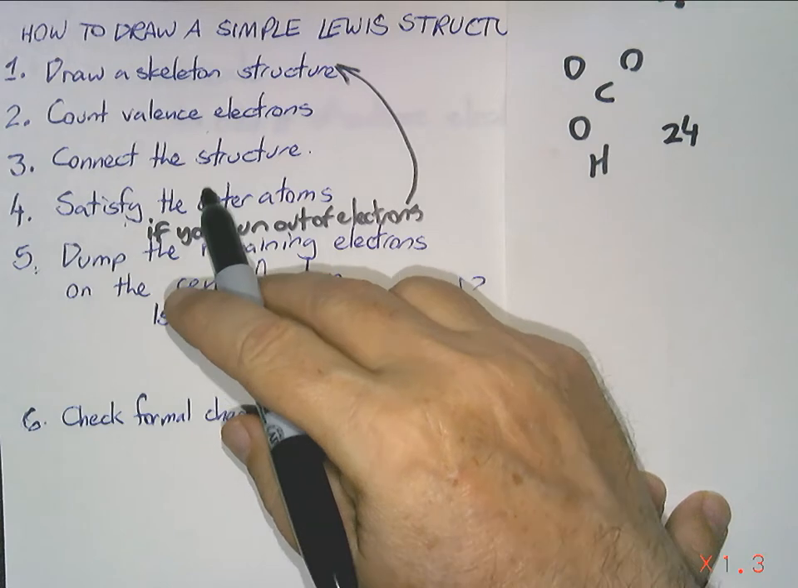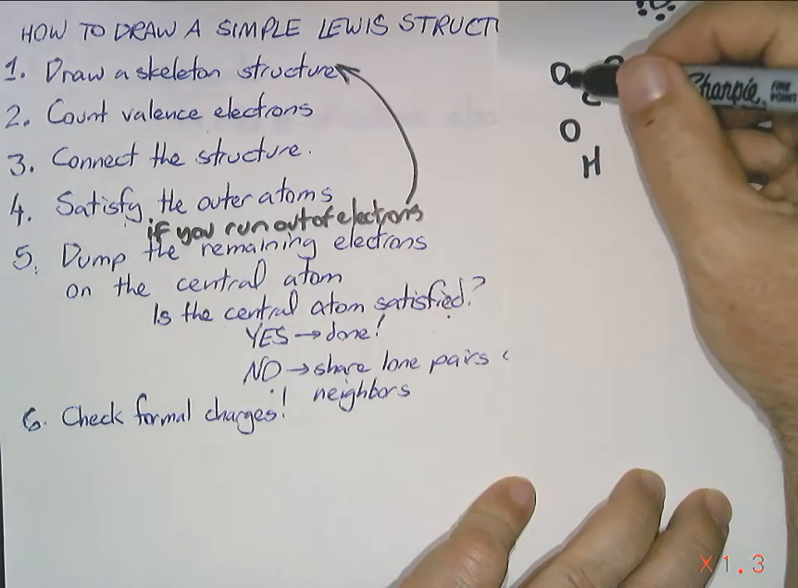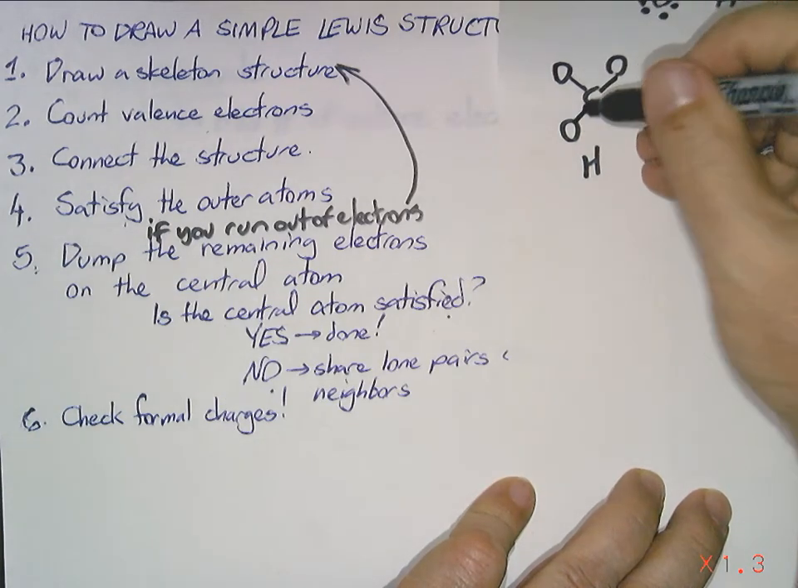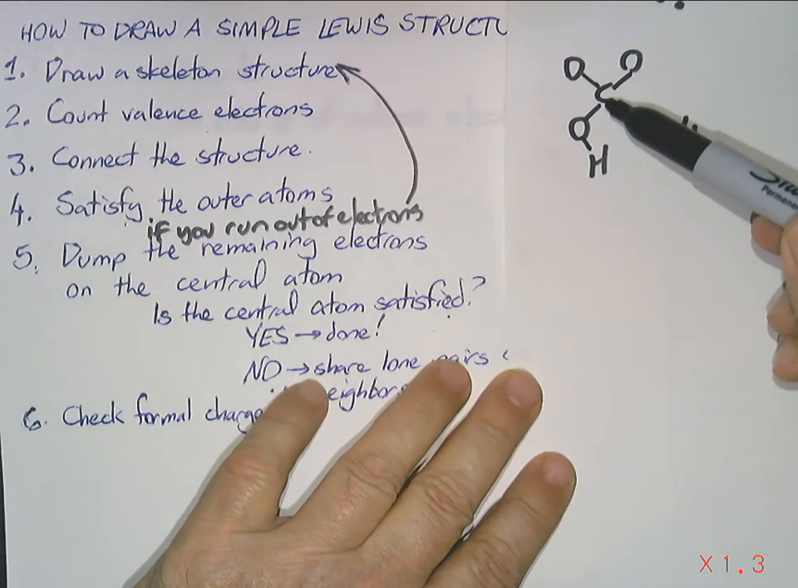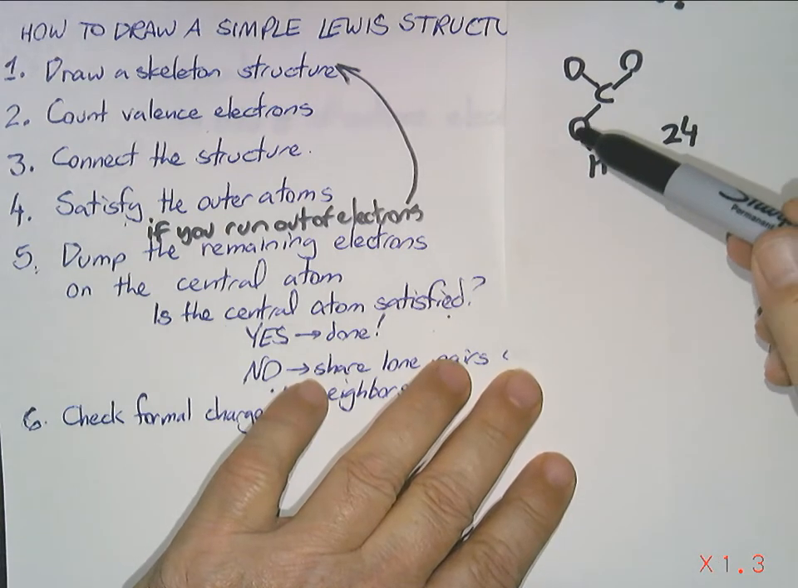Step 3, connect the structure. I'm going to connect the central ones with the outside ones. Now notice I have 2 central atoms now. I have a central carbon and a central oxygen.